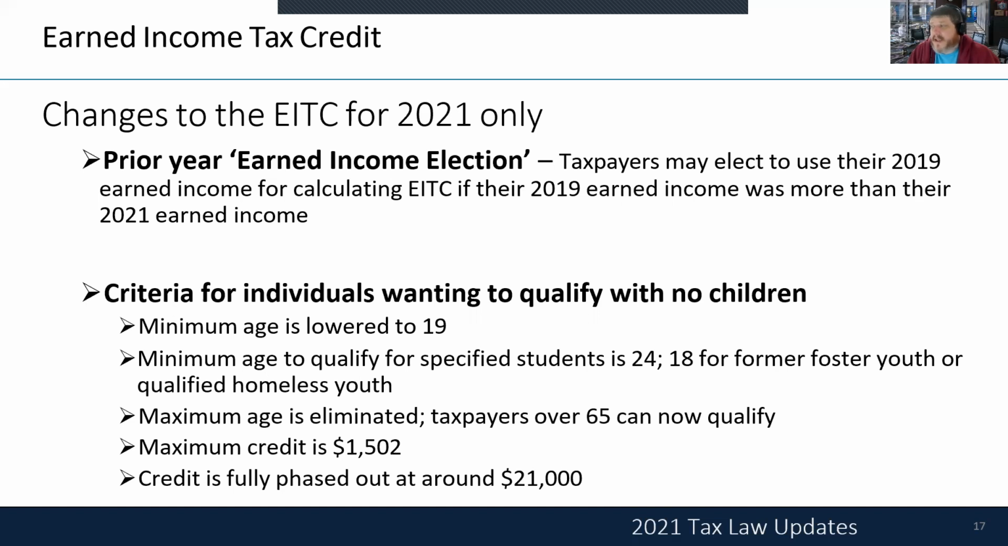Now, let's say in 2019, they had $30,000 in earned income, and in 2021, they only had $8,000. Then they can use their 2019 earned income for calculating EIC. Now, if in 2019, they had $15,000 of earned income, and in 2021, they had $60,000 in earned income, they cannot use 2019 to calculate EITC. Does that make sense?